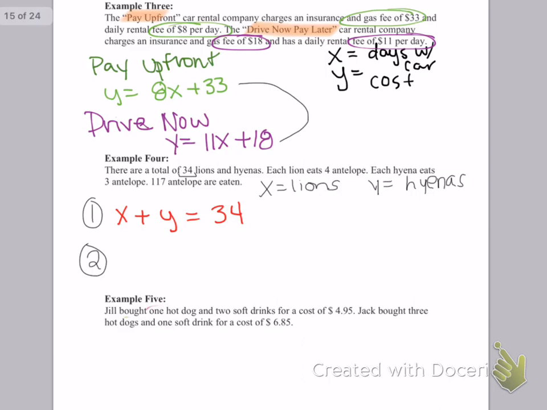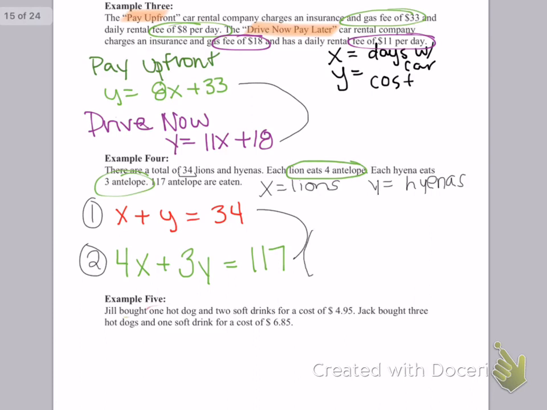Your second problem is you gotta buy them some antelope. So you know that one lion eats 4 antelope and one hyena eats 3. So you've got 4 per lion. You're combining that with 3 per hyena, and they're eating a total of 117 antelopes. That's a lot. But those are your 2 systems. You got to figure out why they're in your backyard. But those are your 2 systems, so you can figure out how many lions are in there and how many hyenas are there. So perfect.